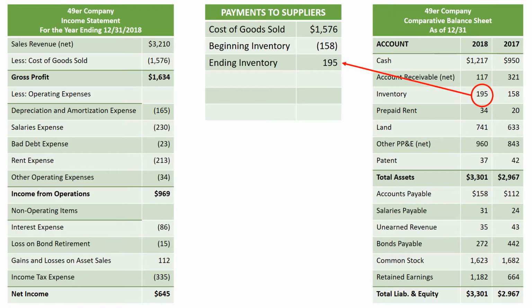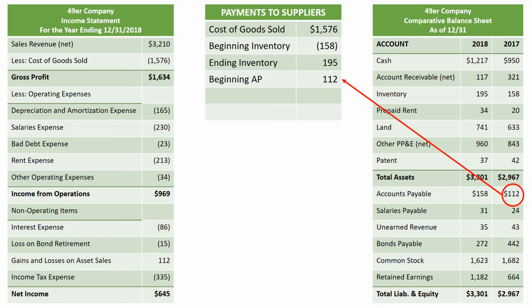At the same time, we have inventory purchases that are not part of cost of goods sold in 2018. But we still made the purchase in 2018, and so we need to include that amount in order to reconcile cost of goods sold to the payments we actually made to suppliers.